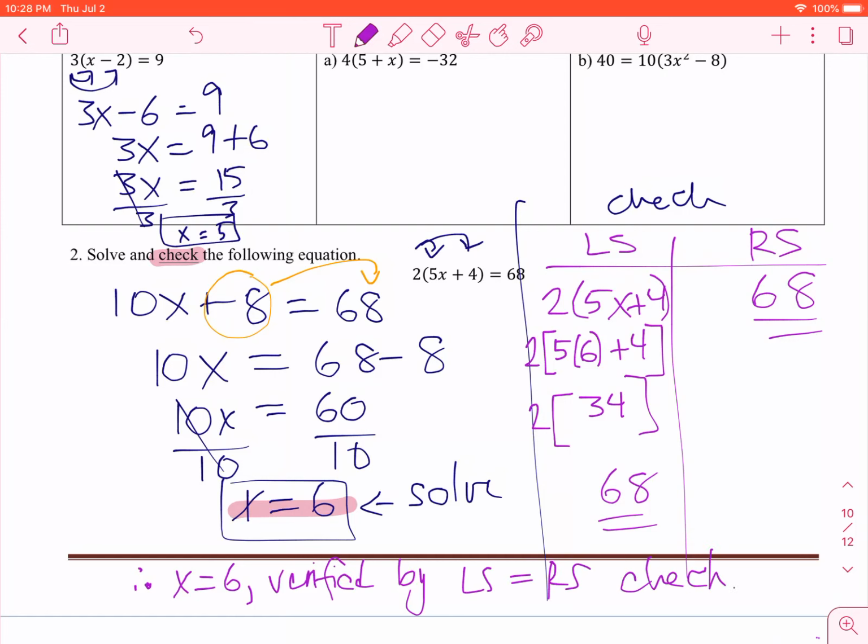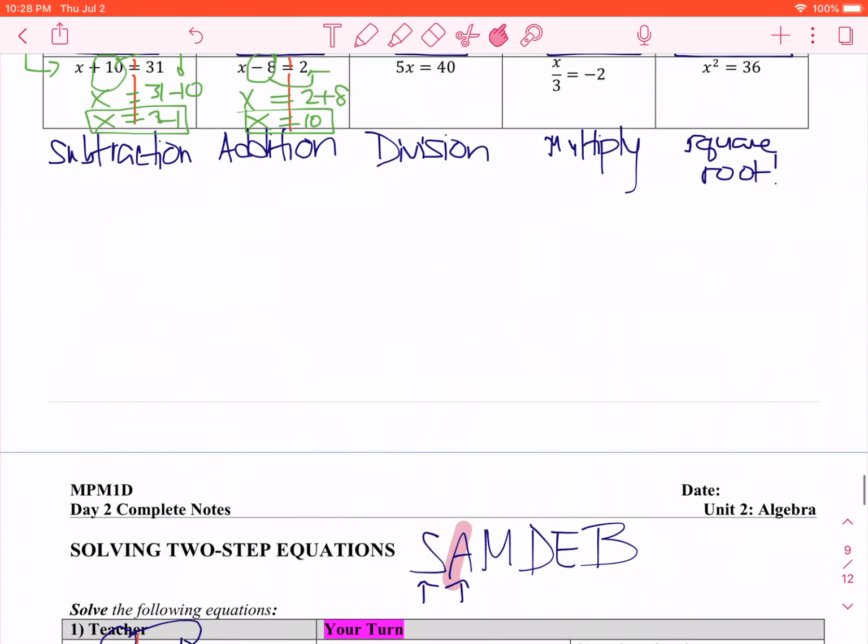Okay, so in your assignment that's coming up, if you are asked to do a left side, right side check, which you most likely will be asked to do, you have to write your therefore statement. This is very important. That fully answers and verifies your question. Okay? Alright. So that takes care of the brackets example.